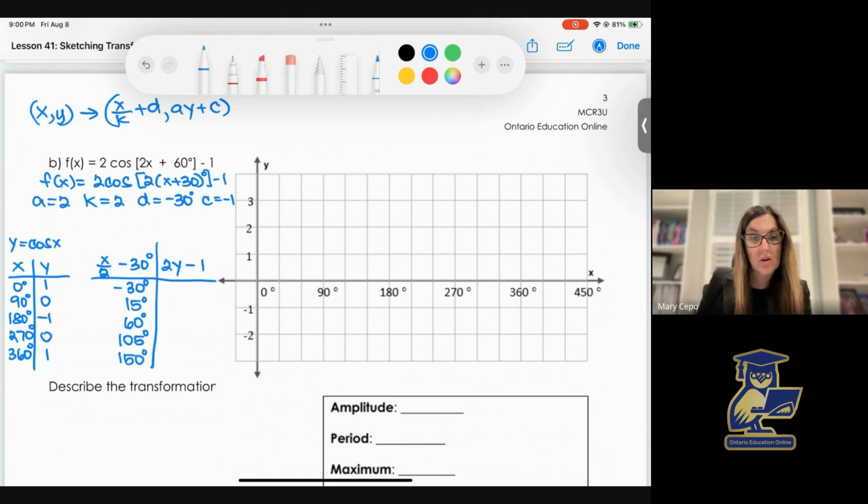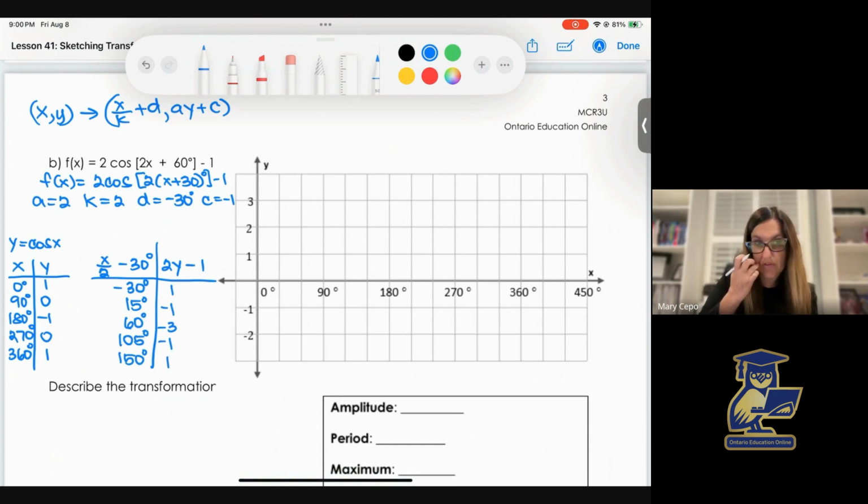Okay, substituting our y values. 2 times 1 is 2, minus 1 is 1. 2 times 0 is 0, minus 1 is -1. 2 times negative 1 is -2, minus 1, which is -3. 2 times 0 is 0, minus 1 is -1. 2 times 1 is 2, minus 1, which is 1.